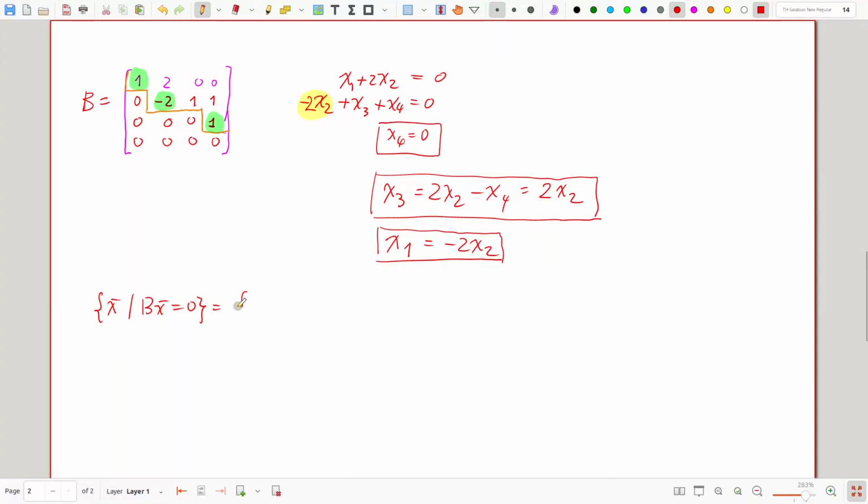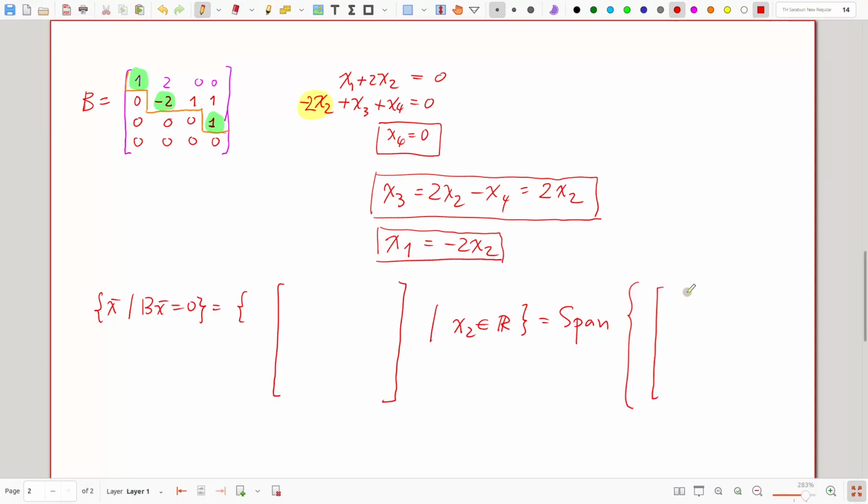What exactly is this set? Can you write it down? It's some set that depends on x2. Can you write it down in terms of a span, the span of a set of vectors? But what exactly is this vector? Just one vector, I think.